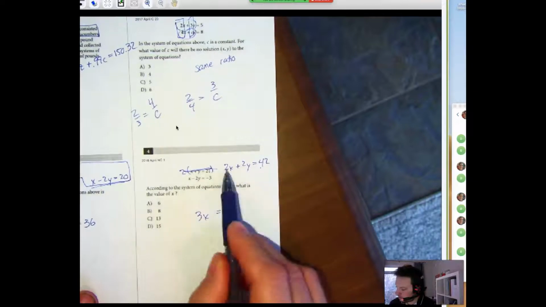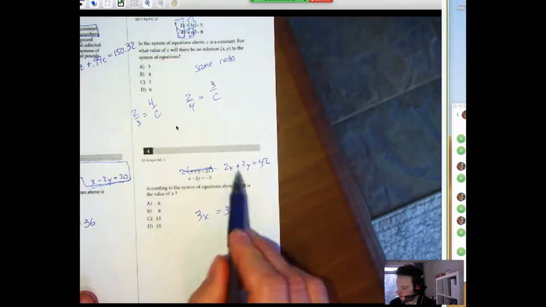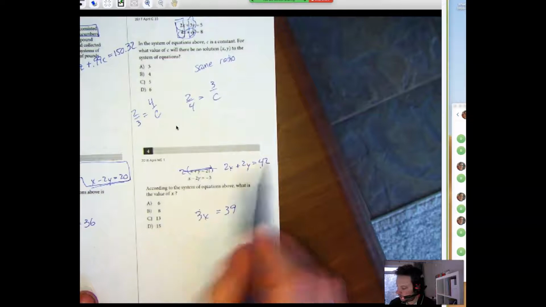And then 2x plus x is 3x. 2y and negative 2y cancel. 42 and negative 3 is 39, and you can find out what x is from there.